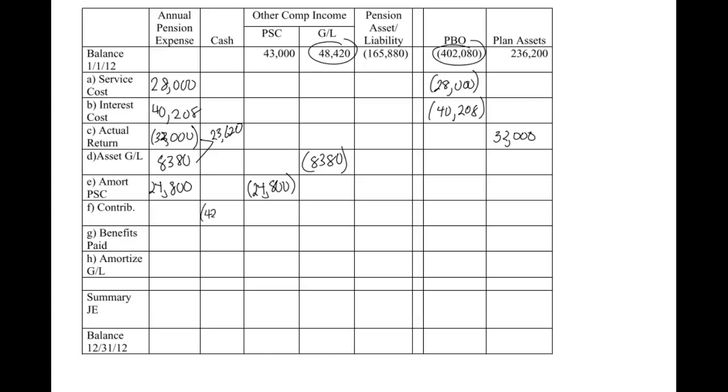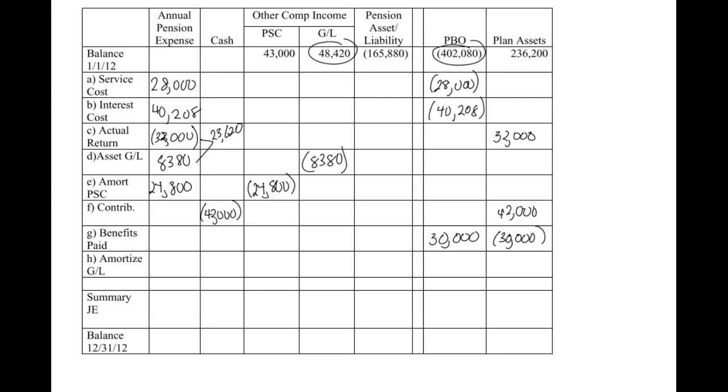Contributions, remember, that is us funding the plan. So it's a credit on our end because we're sending a check to the trustee to be invested as part of the plan assets. The benefits paid, once again, remember, is the trustee that cuts the checks. Therefore, it comes out of the plan. But it also reduces our liability, our obligation, I should say. All right, so remember, our obligation is a credit balance, so we reduce that with a debit.